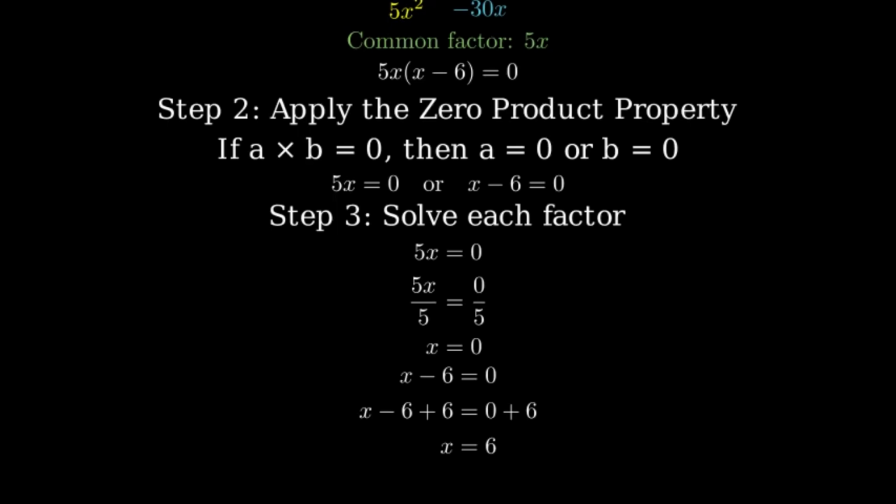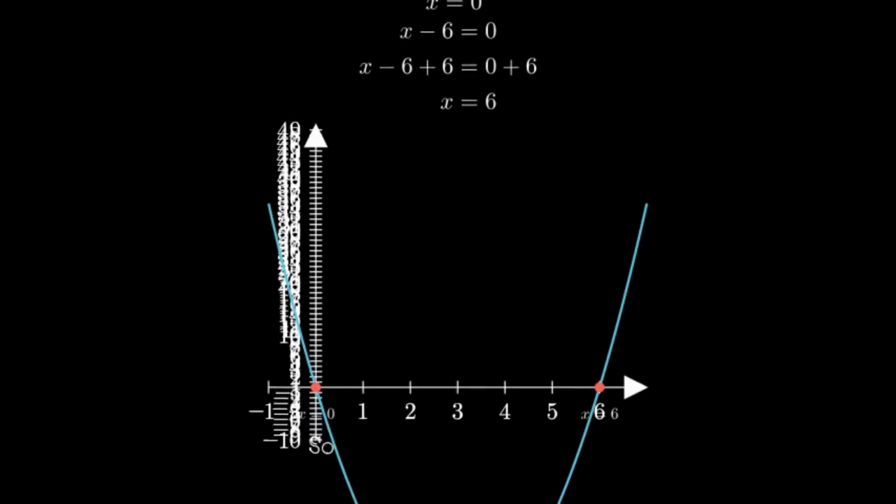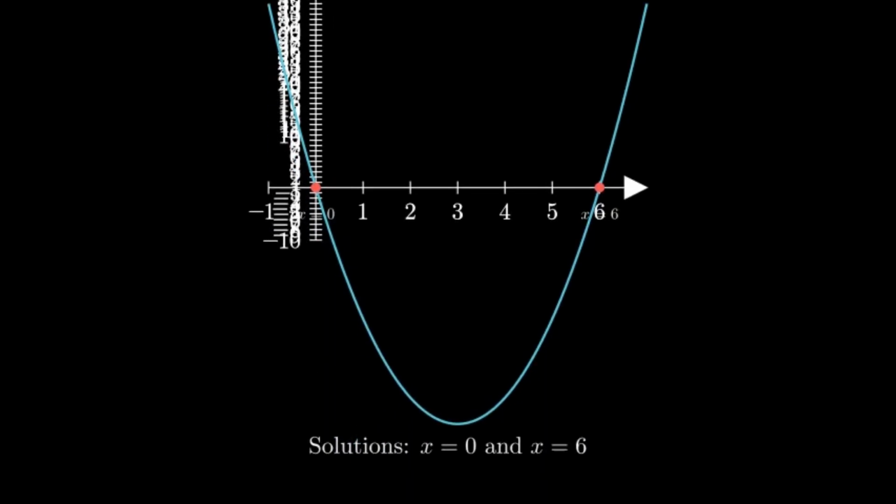Let's verify our solutions by graphing the quadratic function. Here's our coordinate system. The blue curve represents y equals 5x squared minus 30x. Notice how the curve intersects the x-axis at x equals 0 and x equals 6, confirming our solutions. Therefore, the solutions to the equation 5x squared minus 30x equals 0 are x equals 0 and x equals 6. These x values are where our quadratic function crosses the x-axis.